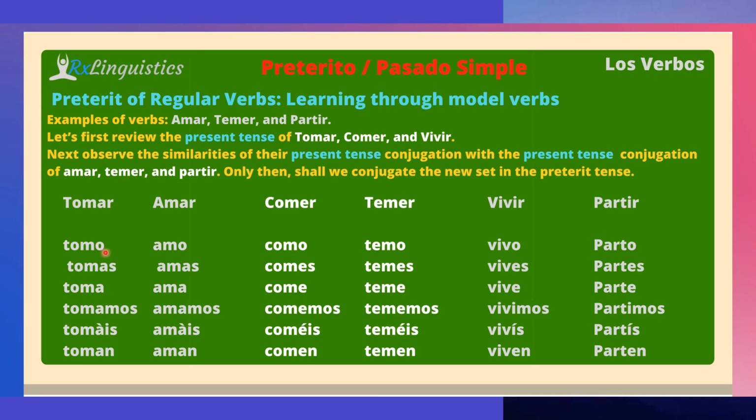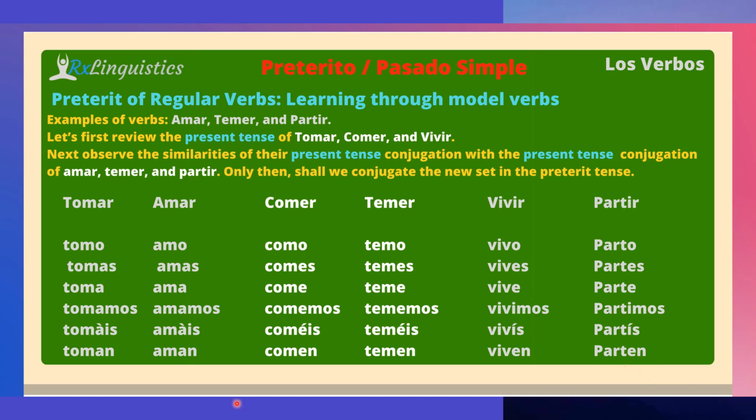You add the appropriate ending, o, all the way. And second person, when it's a verb ending in AR, you have as. When it's a verb ending in ER, you have es. And that's the same with the verb ending in IR. But when it comes to first person plural and second person plural, the ER verb and the IR verb differ a little bit. You can see here we have tememos, but here we have vivimos. So it's imos for IR verbs and emos for ER verbs.